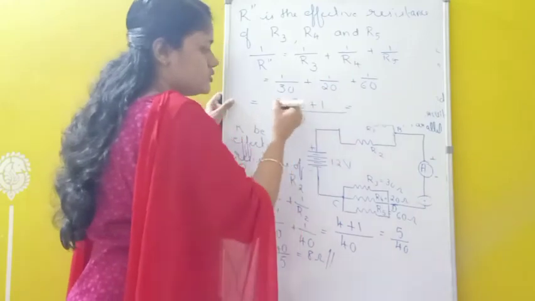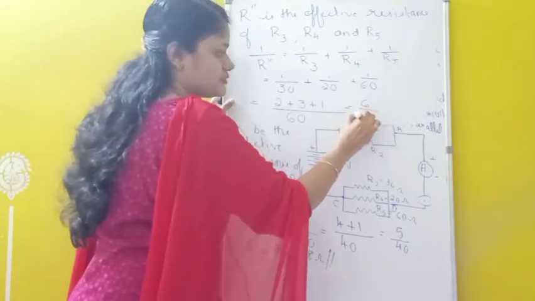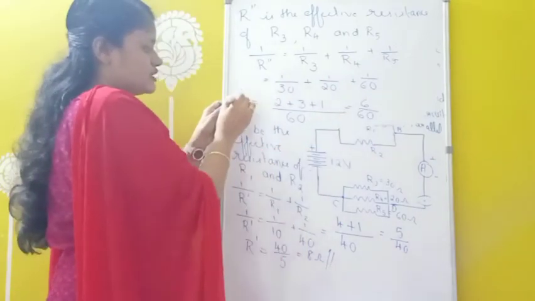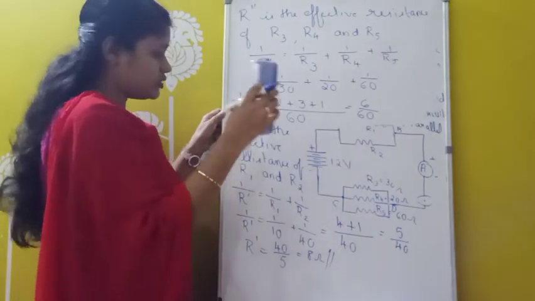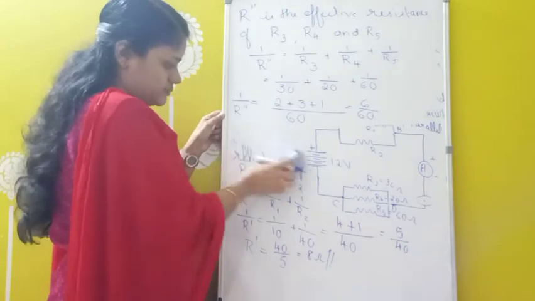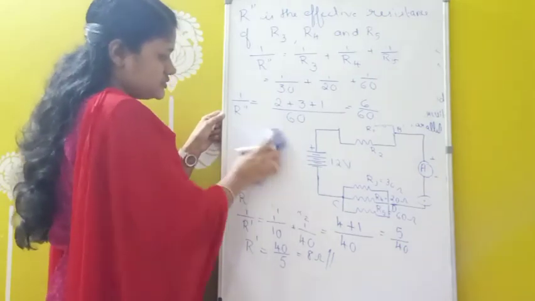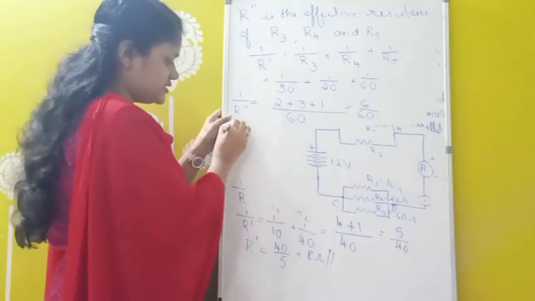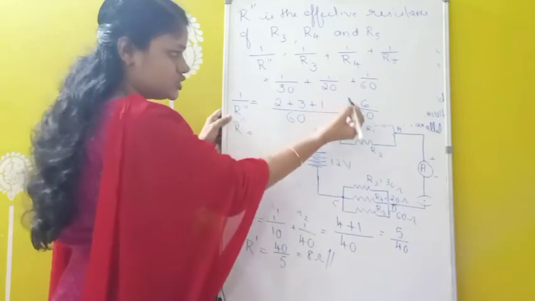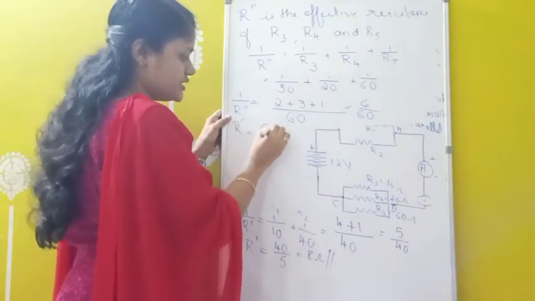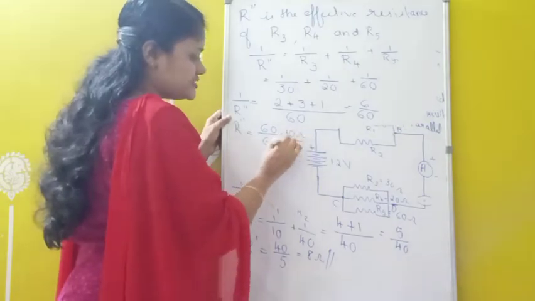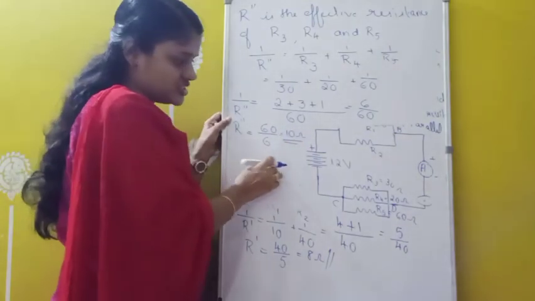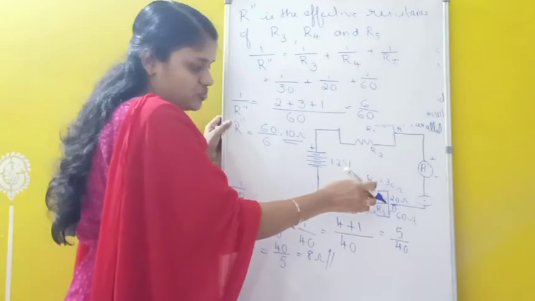That is equivalent to 6 by 60. So 6 by 60 is how much? 1 by R double dash. And what we need to find out? R double dash. Take the reciprocal. So R double dash equals, take the reciprocal here also, 60 by 6, that is equivalent to how much? 10 ohm. So this 10 ohm is the effective resistance of R3, R4 and R5.